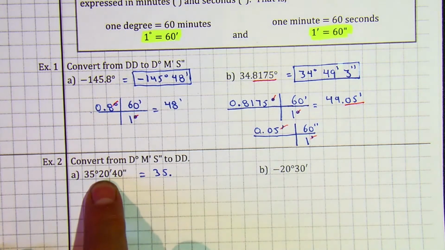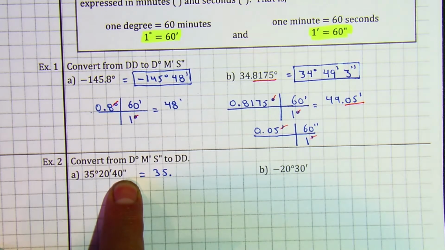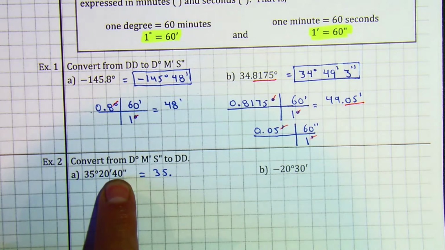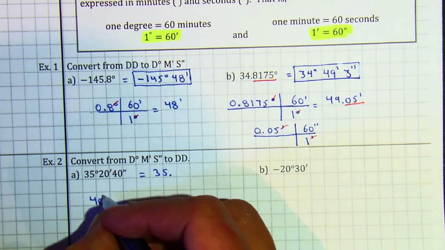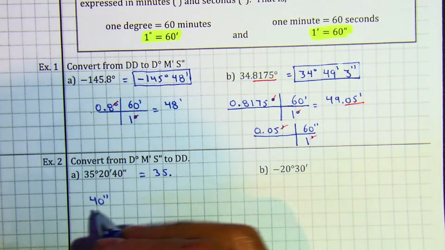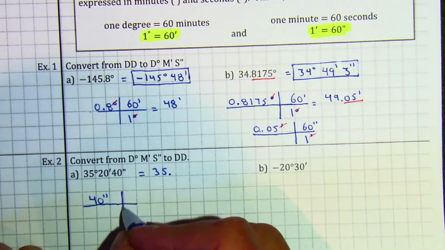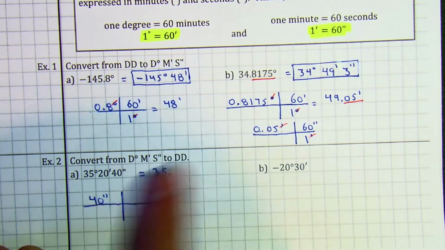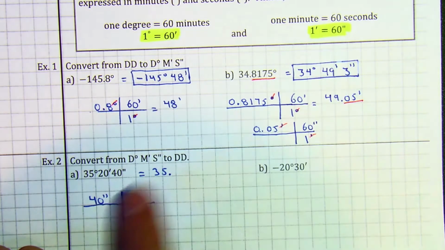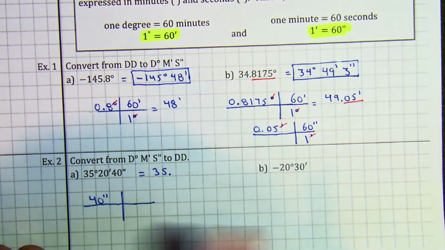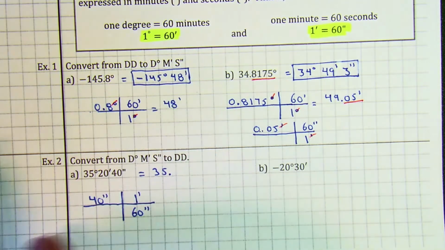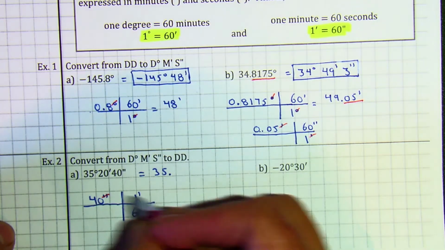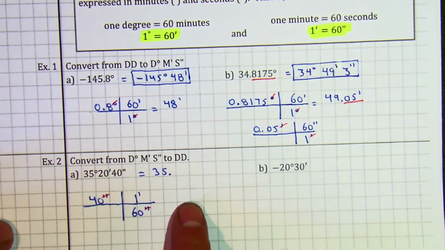I need to convert the 20 minutes and 40 seconds into decimal degrees. I want to start with my 40 seconds and convert them into minutes. Since I'm going to convert seconds into minutes, I'm going to use this equivalency. My seconds are on my numerator, so I'm going to place my seconds on my denominator, which is 60 seconds. It's equal to 1 minute. My seconds cancel out, so whatever I get will be in minutes.